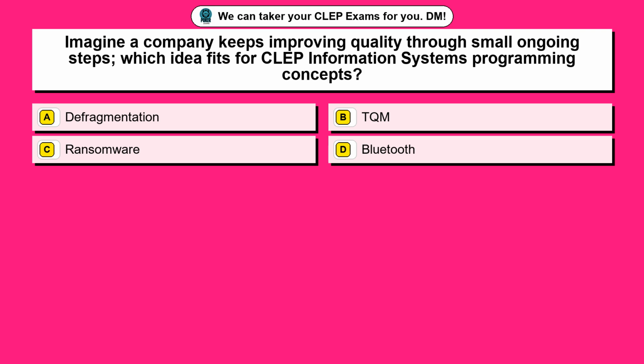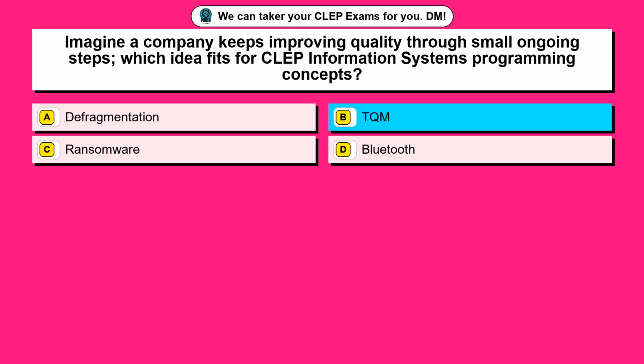Question 18. Imagine a company keeps improving quality through small ongoing steps. Which idea fits for CLEP Information Systems programming concepts? Option A. Defragmentation. Option B. TQM. Option C. Ransomware. Option D. Bluetooth. The correct answer is option B.